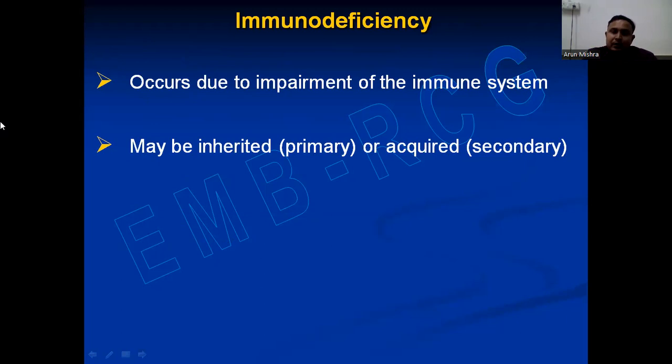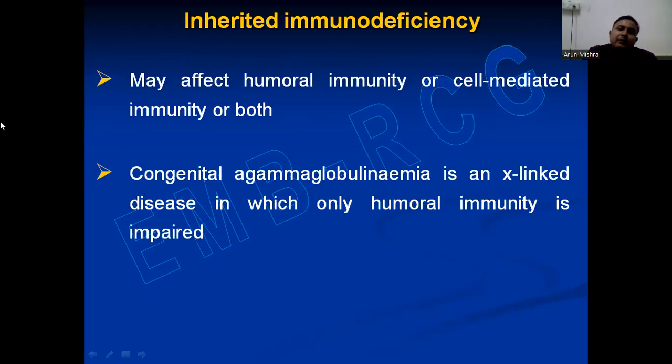Immunodeficiency occurs due to impairment of the immune system. It may be inherited, which is primary, or it can be acquired, which is secondary. Inherited immunodeficiency may affect humoral immunity or cell-mediated immunity or both. Congenital agammaglobulinemia is an X-linked disease in which only humoral immunity is impaired.